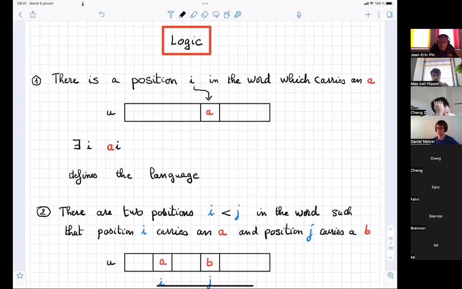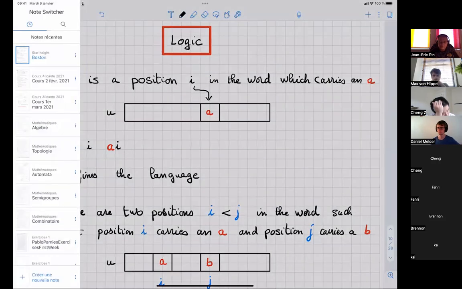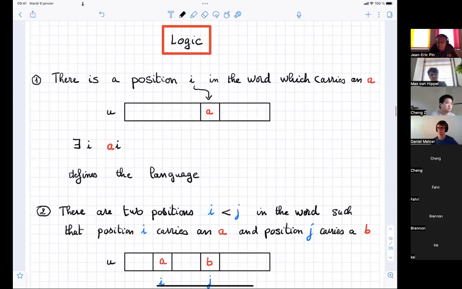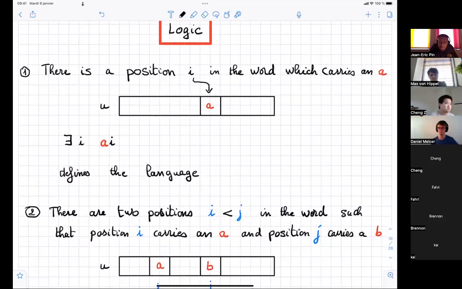So can you describe this language? Any idea? Like with an automaton or a regular expression? A regular expression. So I think it would be A star, a, A star. Exactly.